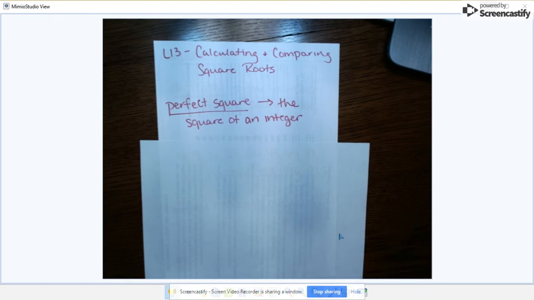Hey guys, today we're going to look at square roots. We're going to try calculating and comparing them. So we're going to start with the definition of a perfect square. And a perfect square is going to be an integer squared.